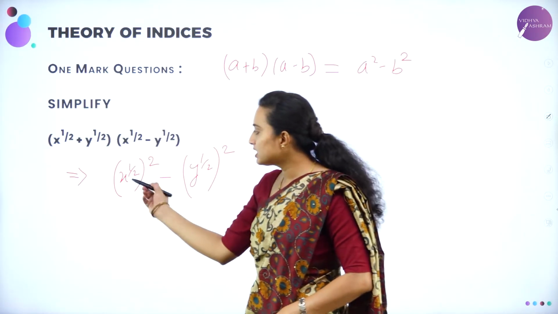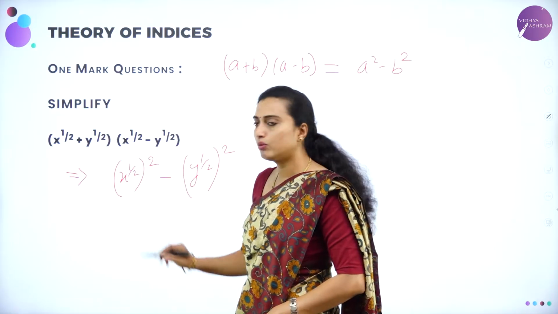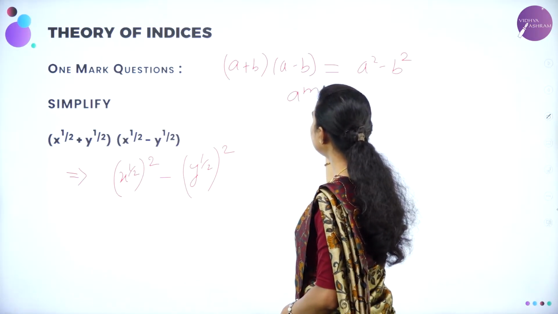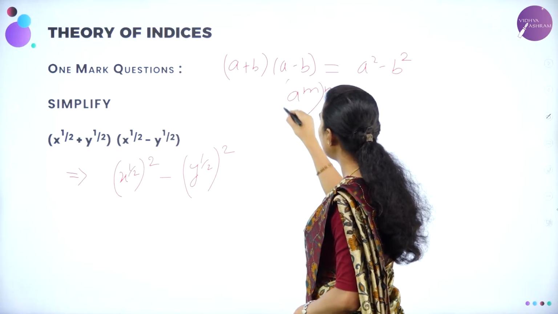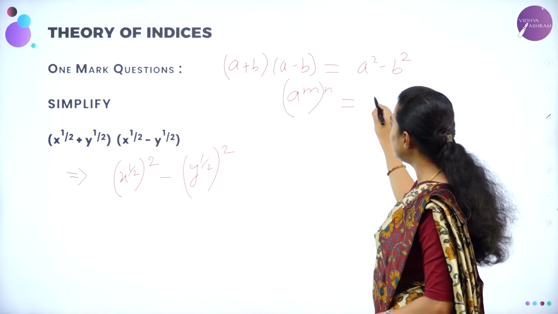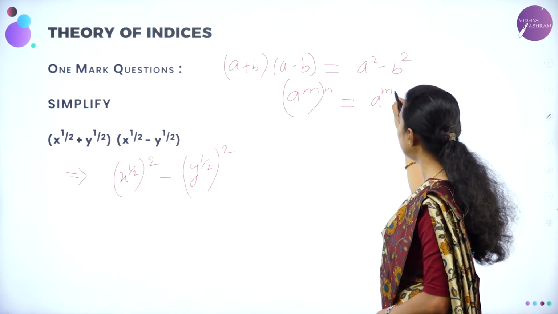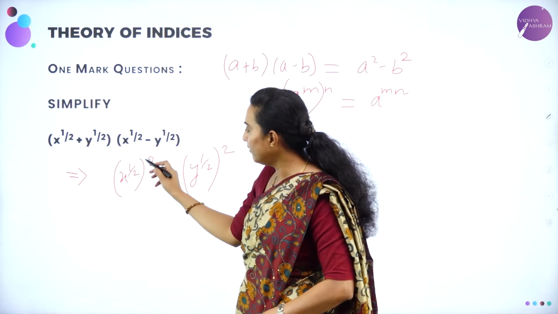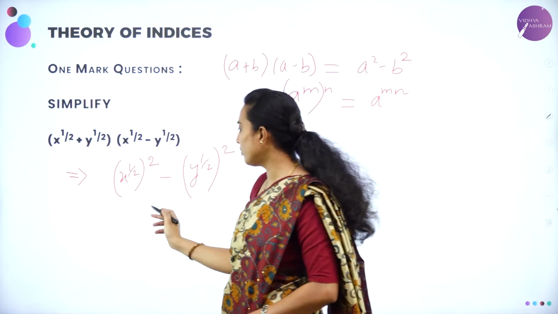Now this is like a power mn. What is a power mn? Here I am writing: a power m whole power n is equal to a power m dot n, correct? So m will be 1/2, n will be 2.